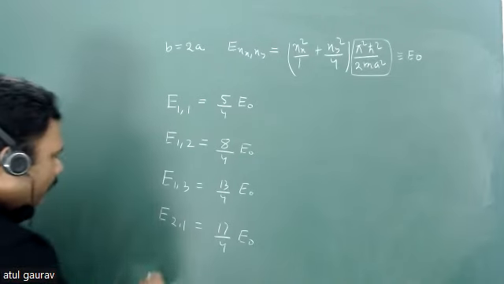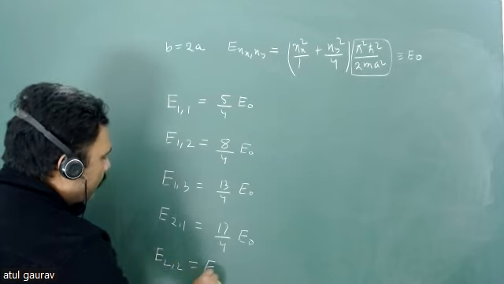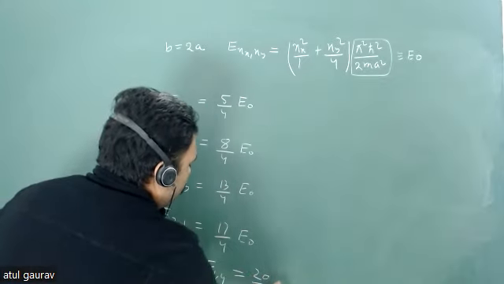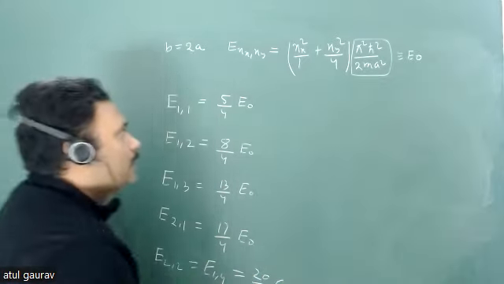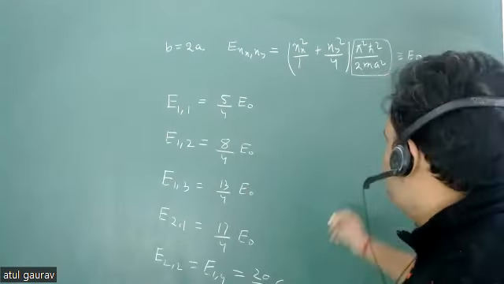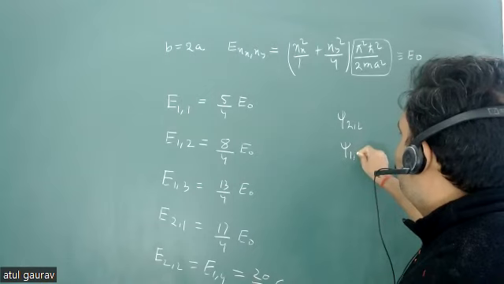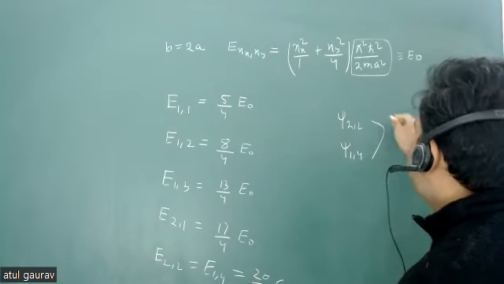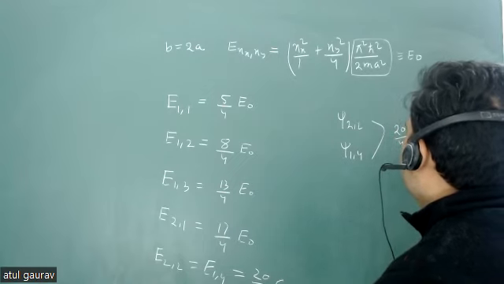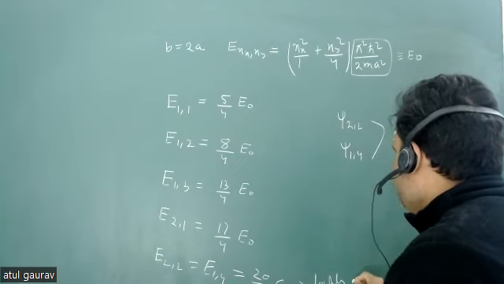So what you have? You have E22 and E14 have the same energy eigenvalue, that is 20 by 4. So what is this? This is a degenerate state, isn't it? You have two wave functions. One wave function is psi22, another wave function is psi14. These two have the same value of energy eigenvalue, and that is 20 by 4 E naught. So this level is doubly degenerate.